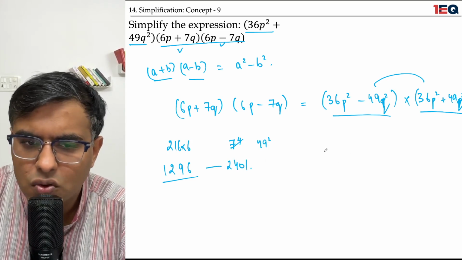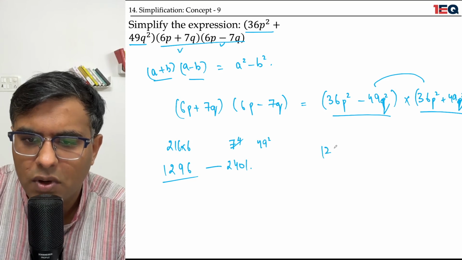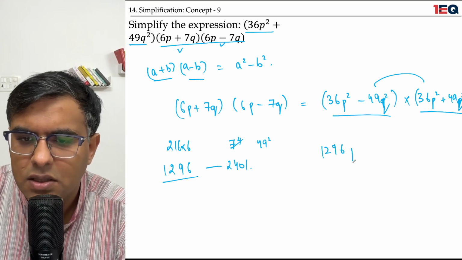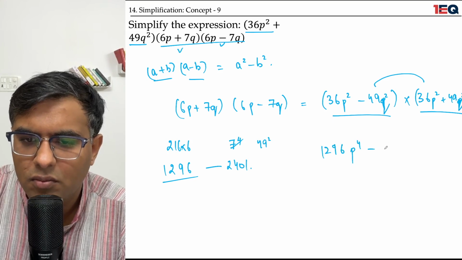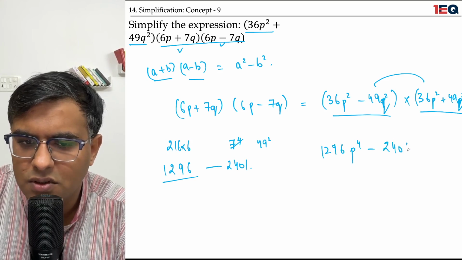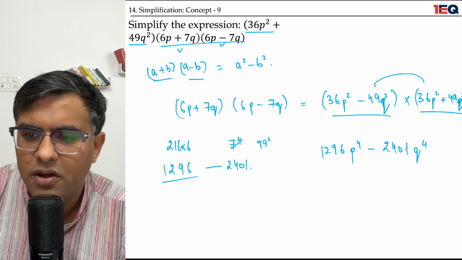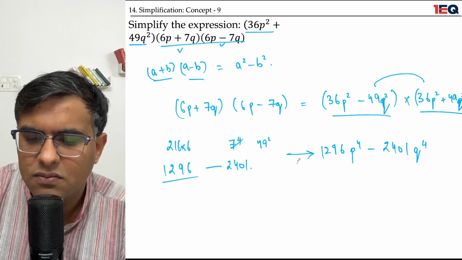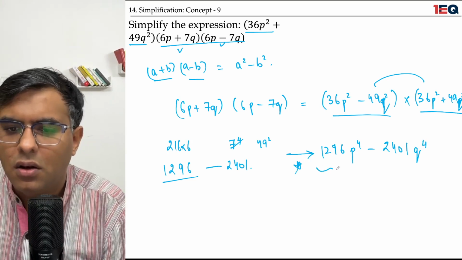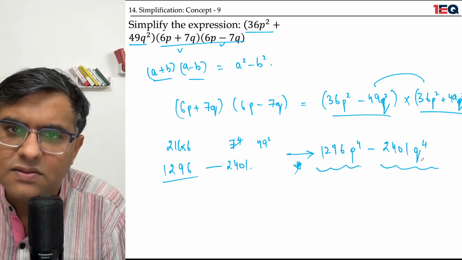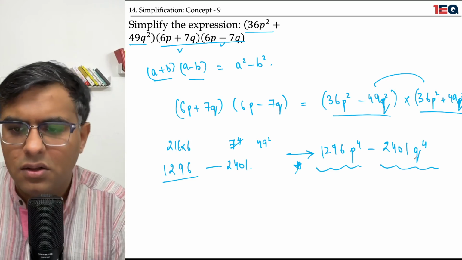So my answer would come out as 1296 p raised to the power 4 minus 2401 q raised to the power 4. This would be my final output.